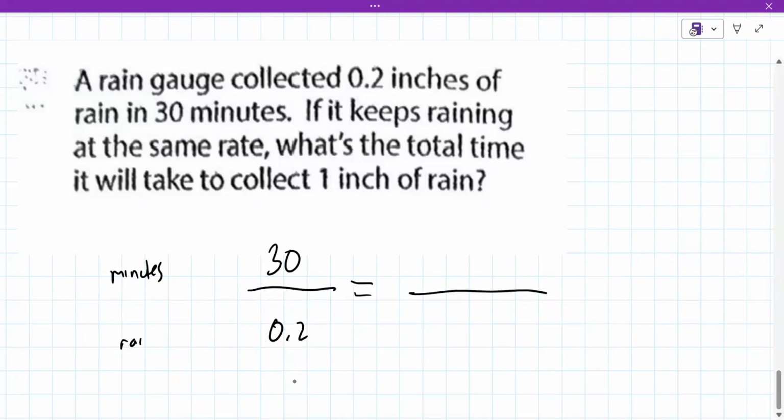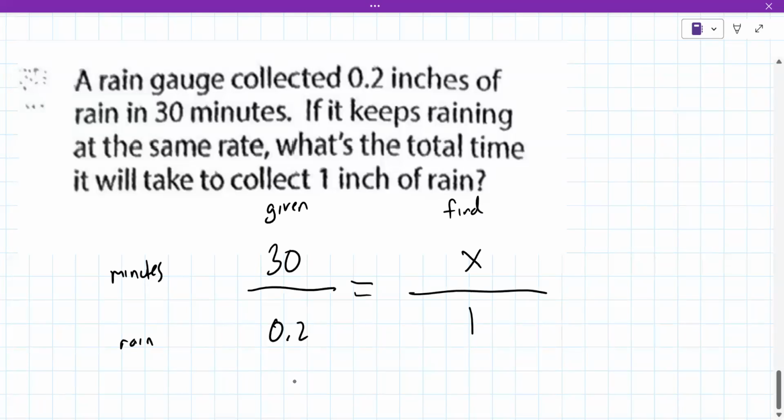Okay, so that's the amount of rain. So think of this as the given information. And on the right, here's what you're trying to find. So then it would be X on the other side, and what about down here? And then 1. All right.